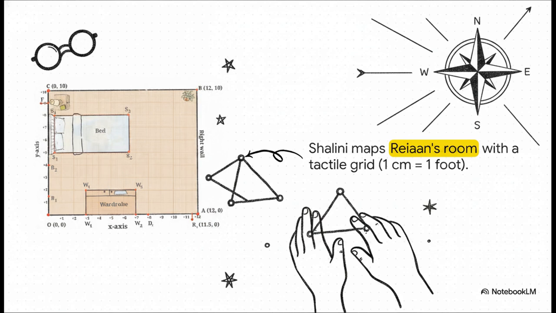So, Shalini used what she learned in Class 9 math to help out. She laid out a tactile grid right on his floor. By picking a starting point, which we call the origin, at the bottom left corner, she mapped out distances along the walls using a simple scale where 1 centimeter equals 1 foot. She even connected pins with thick wool so Rienne could physically feel the exact coordinates of his bed, his wardrobe, and his doors. Now that is coordinate geometry in action, literally improving someone's daily life.